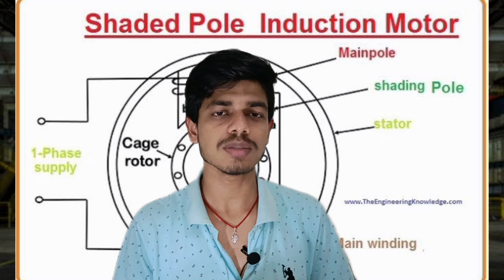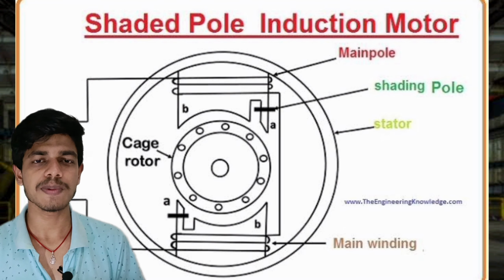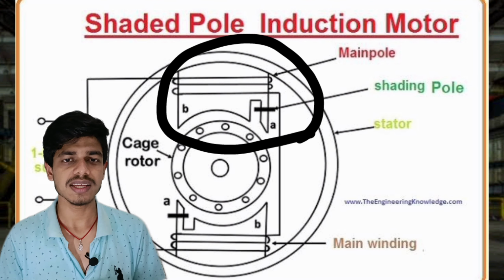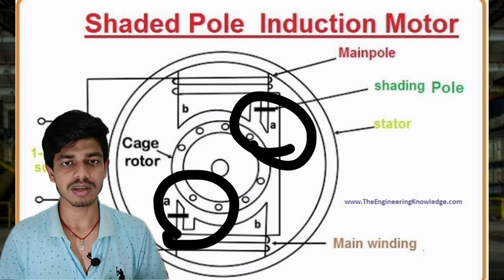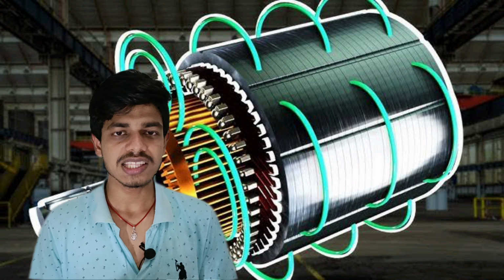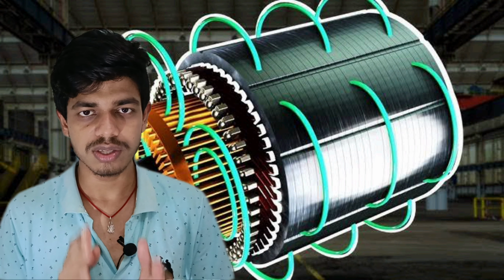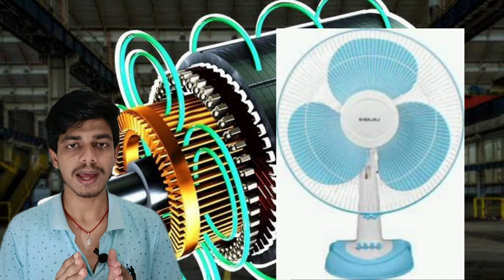Now we discuss the shaded pole induction motor. It is a self-starting single-phase induction motor, and in this motor the poles are shaded by copper rings, and these copper rings act as a secondary winding of the motor. As this motor is self-starting, we do not require any capacitor in this motor, and these motors have low starting torque with low power factor. We use these motors in small electronic applications like table fans, exhaust fans, and electronic clocks, etc.